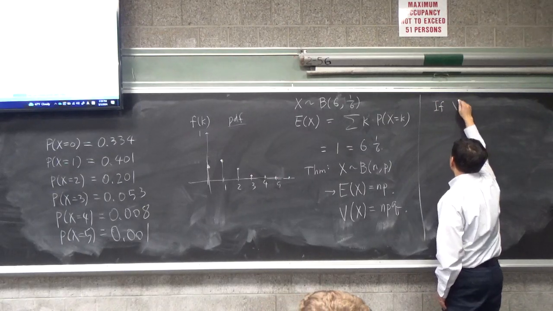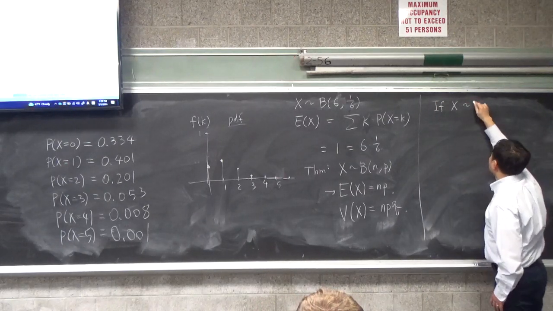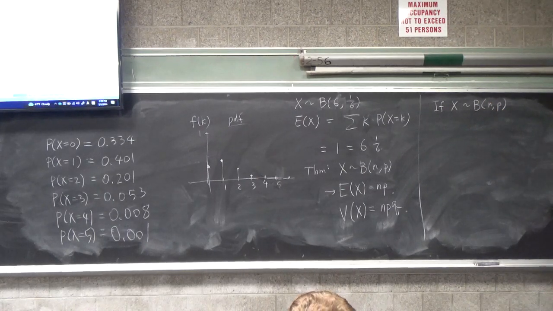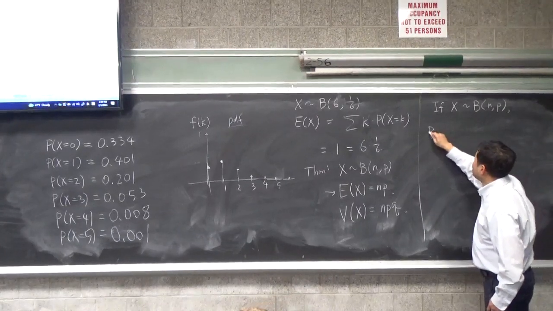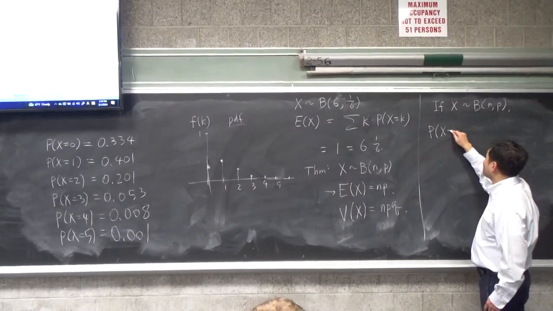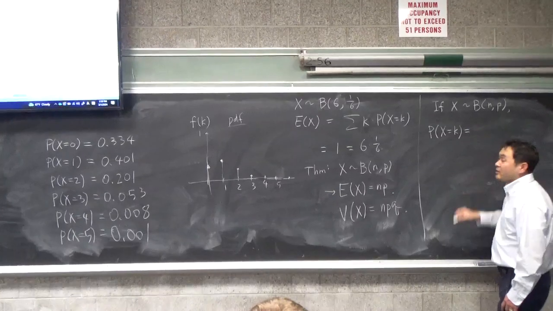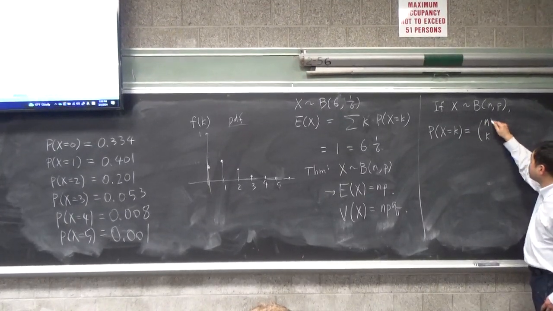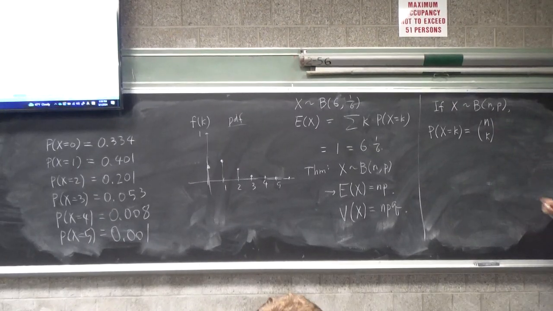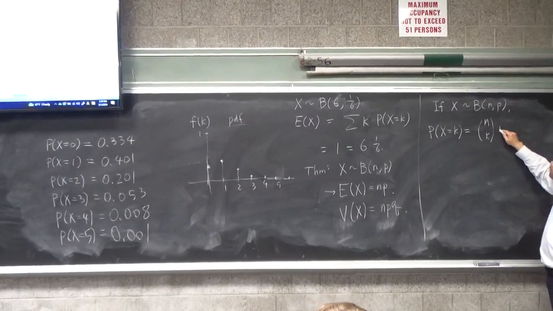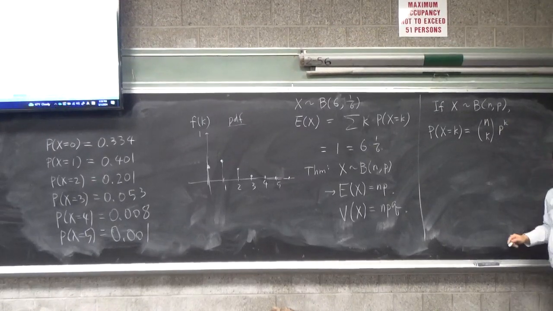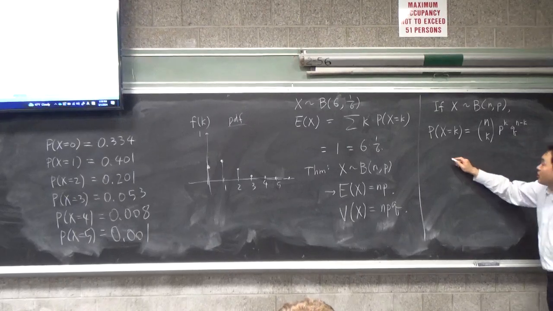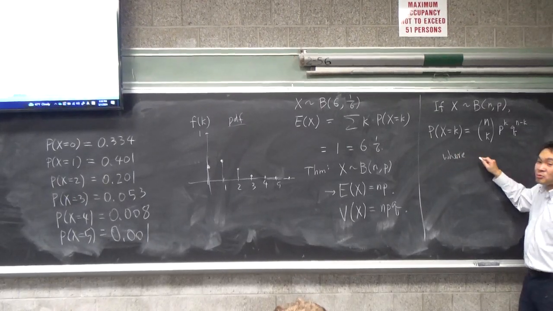So if X follows a binomial distribution of n, p, then the probability of X equals k is given by n choose k, just as before. And then there's p to the kth power, and then q to the n minus kth power, where q is the chance of failure.